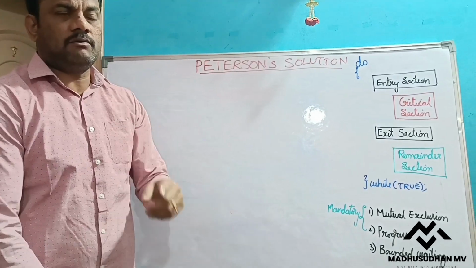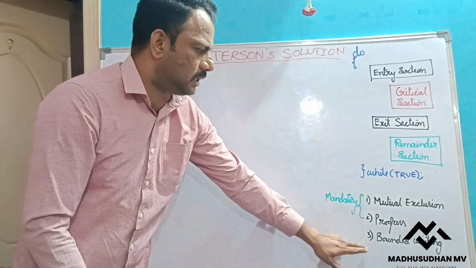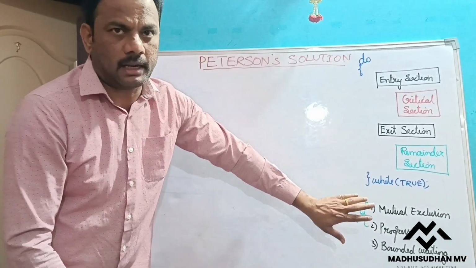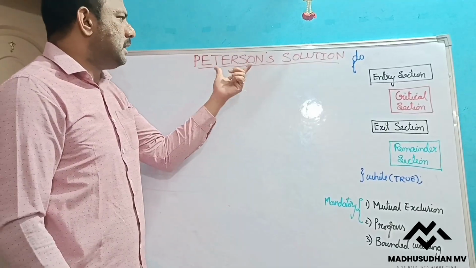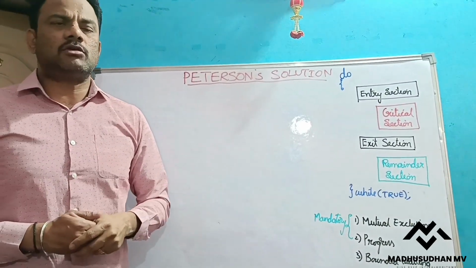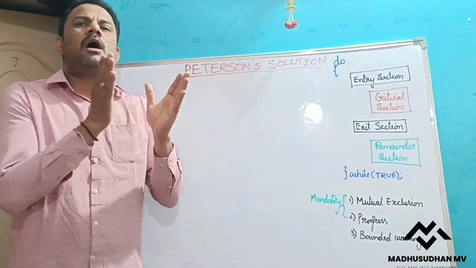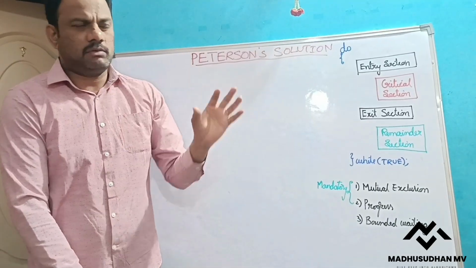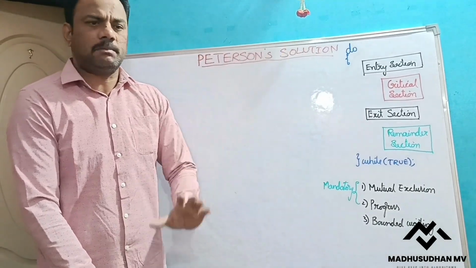And any solution which gives a method to solve the critical section problem has to satisfy these three requirements. Among these three, these two should be mandatory. This is optional. Now let us see. This Peterson solution is a simple software solution. A software solution is a code. That means it doesn't require any special hardware. It's just a simple code. With a simple code, it will implement the solution for the critical section problem.